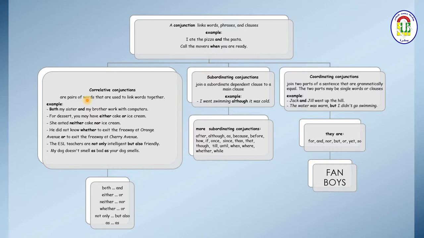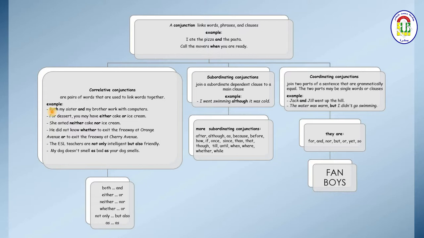Normally the correlative conjunctions are called correlative because they are pair conjunctions. Or we can say that they are pairs of words that are used to link words together. So all the subordinating conjunctions and the coordinating conjunctions are single words. Yet the correlative conjunctions are pair words. It means what? I say both and, either or, neither nor, and so on. You have here the list of them, with examples for the pairs of words.